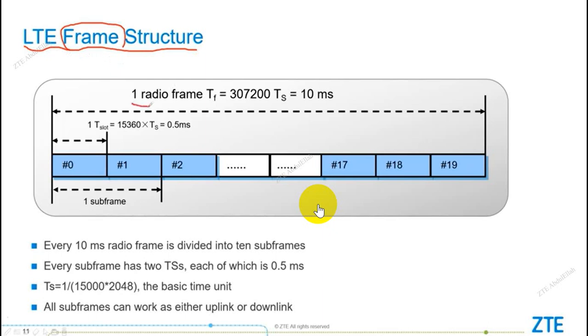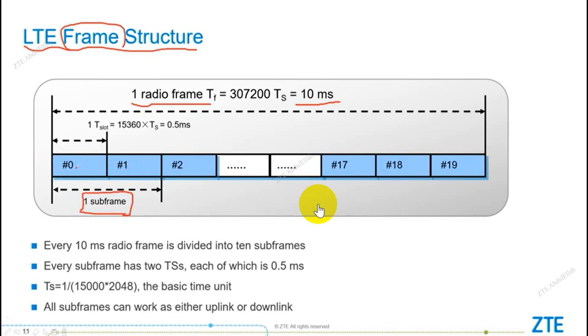Okay, let's see LTE. In LTE, one frame is 10 milliseconds. Then one frame is divided into 10 parts, so each part is 1 millisecond, which we name one subframe. One subframe we also divide into 2 parts, and each part is 0.5 millisecond. Each part is named 1 time slot.